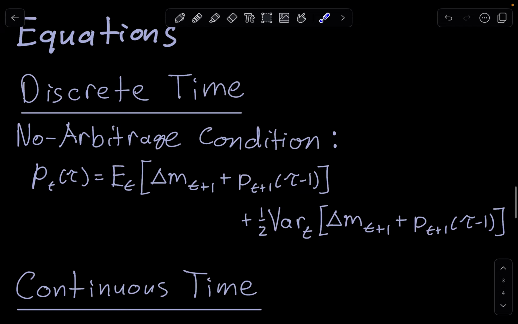For the discrete time, there's just one equation that you need to know. That's quite simple. You see here, you take the expectation of this and you take 1/2 of the variance of the same equation. So it's fairly straightforward.